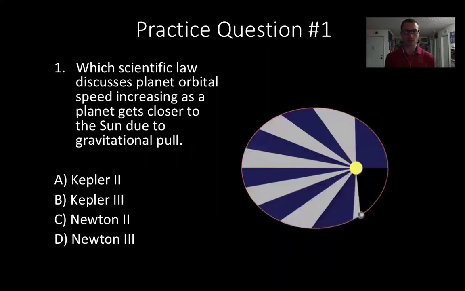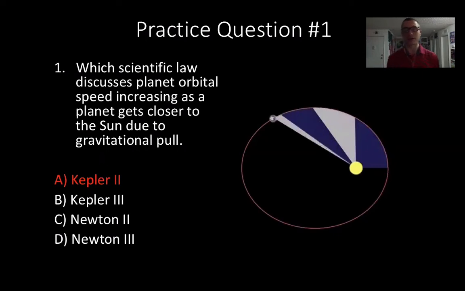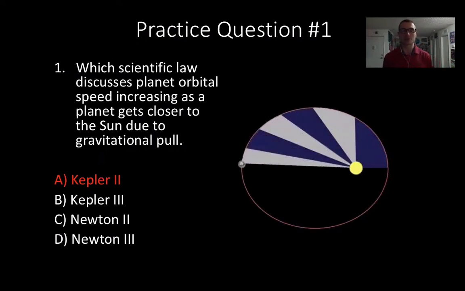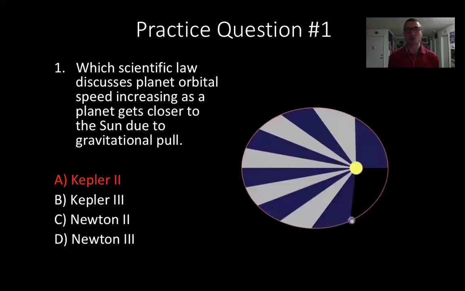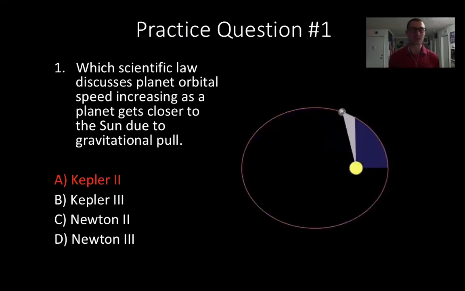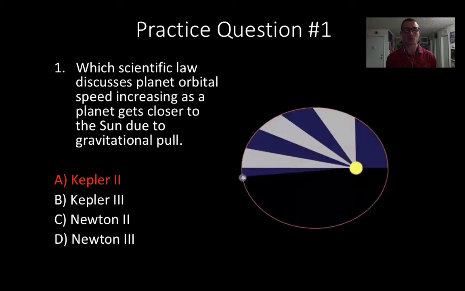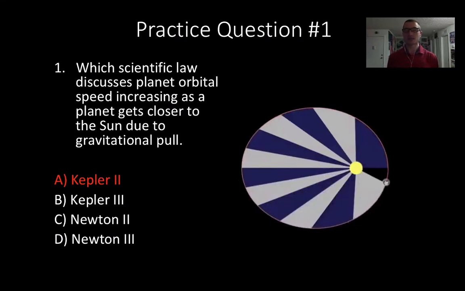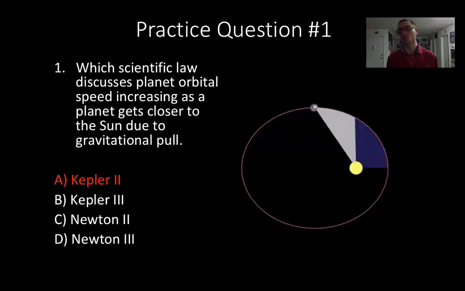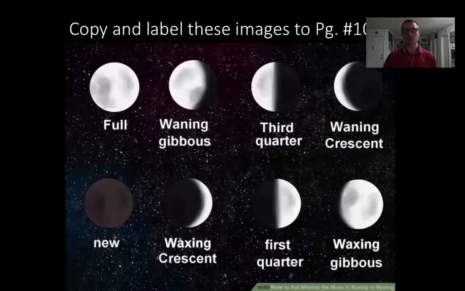Take a moment, think about it. Give it your best guess. The correct answer is going to be A, Kepler's second law. Again, anytime you hear anything about orbit, it has to do with Kepler. So automatically off the bat, you're going to cancel out letters C and D as well. And again, gravitational pull, orbital speed, that has everything to do with second law. Third law has everything to do with orbital length being due to the planet's distance from the sun.